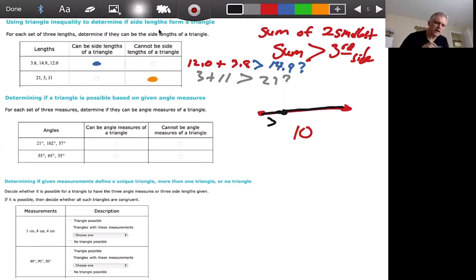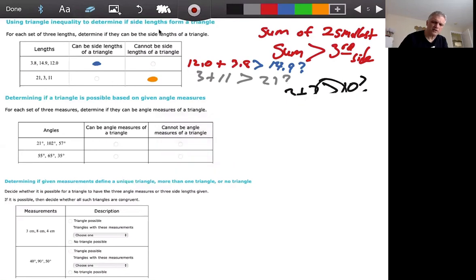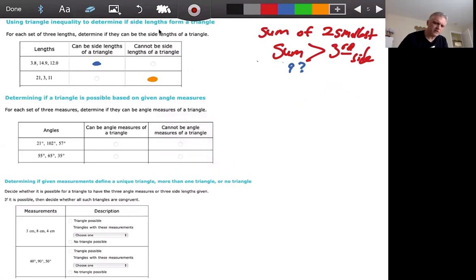Why? Because if I take 3 plus 7 and I ask if it's greater than 10, the answer is still no. If I take a 10-inch piece of string and I put another 10-inch piece of string on top of it, that's not a triangle. It's just a couple of strings smushed on top of each other. This must be greater than, not greater than or equal to. All right, I'm not going to talk about that anymore. Let's look at this next one.